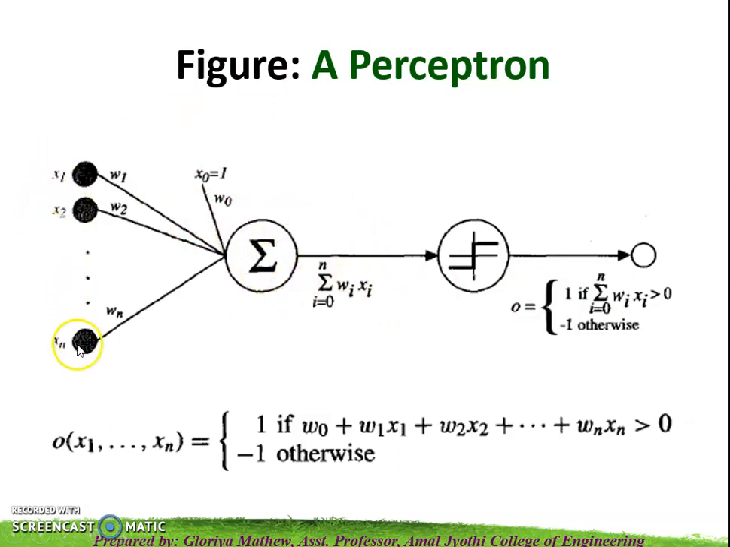So this is another representation of the same perceptron. x1, x2, etc., xn are the input signals. w1, w2, etc., wn are the weights assigned to each of the inputs, and sigma indicates the summation, the summation of wi xi for i equal to 1 to n. This is the summation function. The neuron will fire the output to the next neuron depending on whether the output of the summation reaches a threshold value or not.